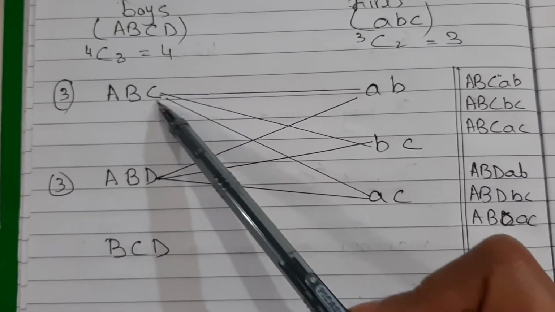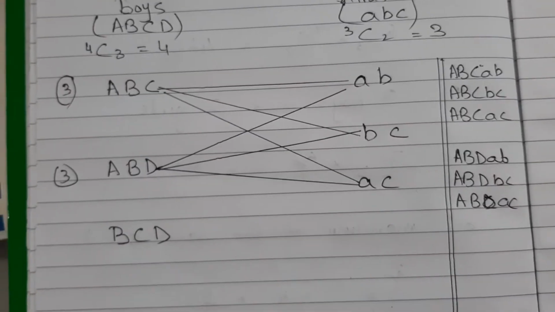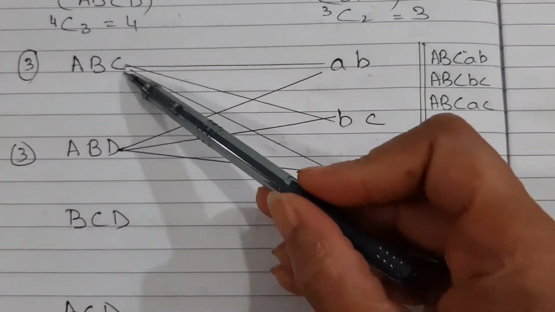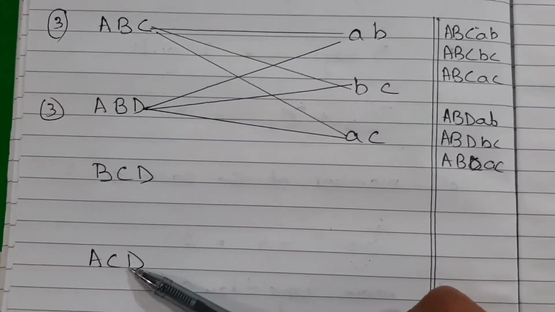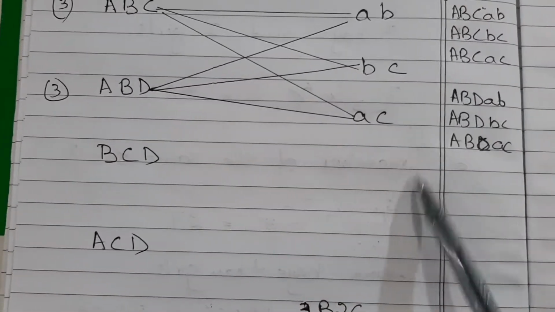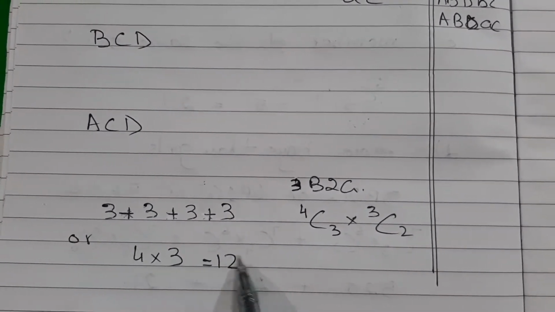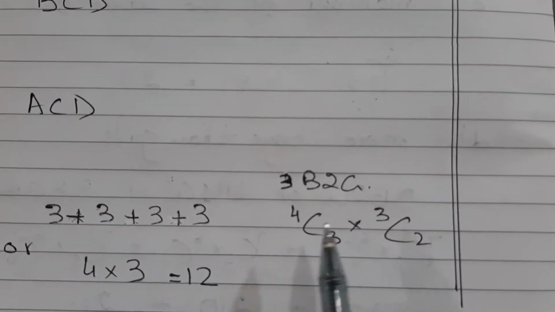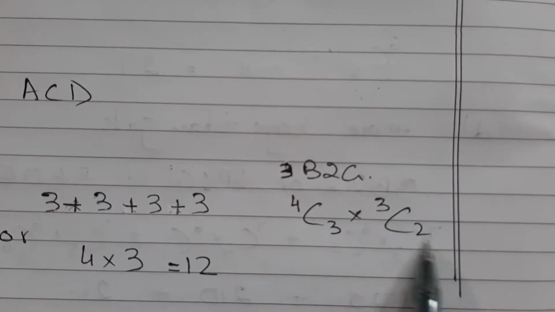So if you see how many groups of 5 I can make with 3 boys and 2 girls, altogether it is 3 plus 3 plus 3 plus 3. Yes or no? So 3 4s are 12. So I can say 4 times 3 is 12. That's why we multiply it. That's why we do 4C3 multiplied by 3C2.